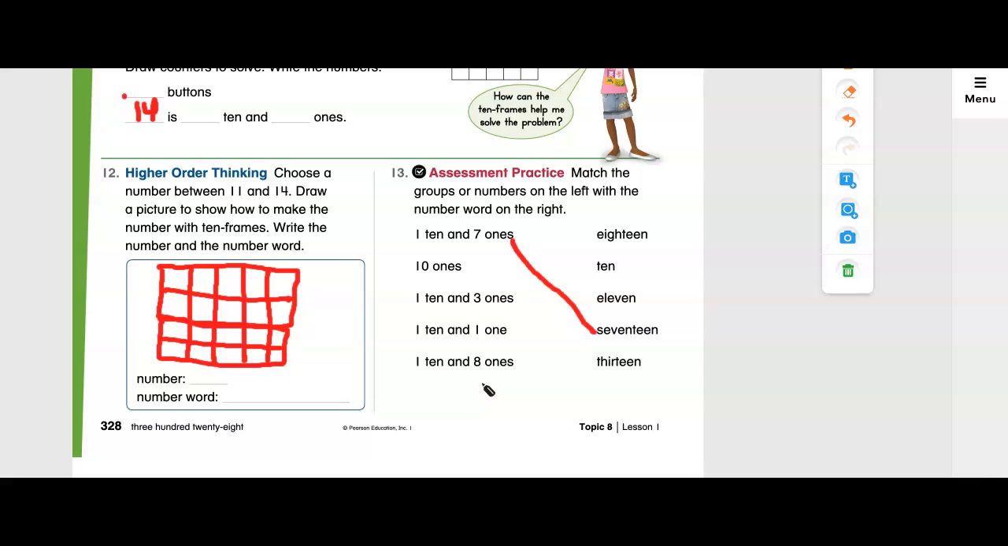And for our last problem, it says 1 10 and 8 ones. Which number word matches this description? 18, 10, 11, 13. Draw a line to connect the description to a number word.